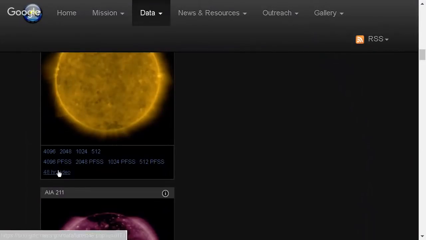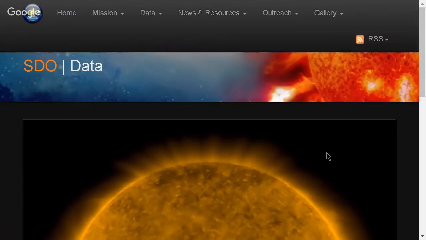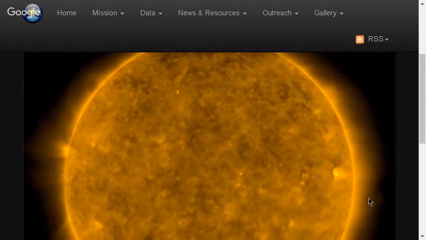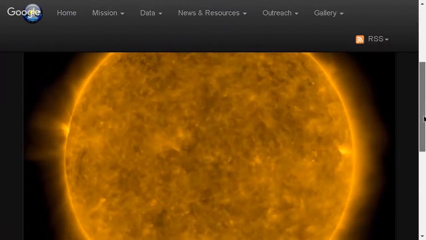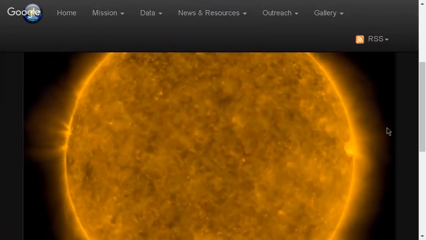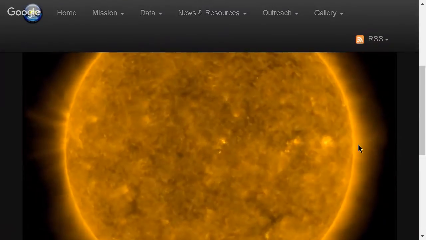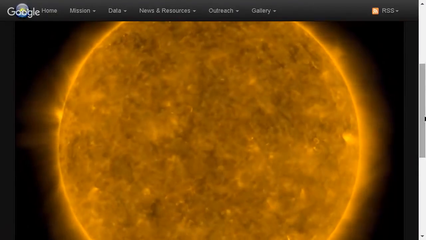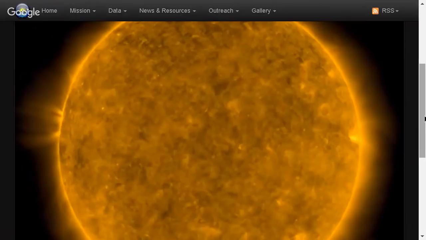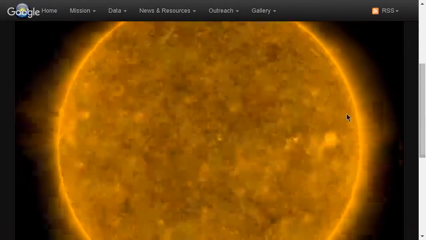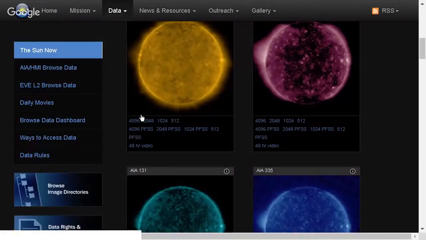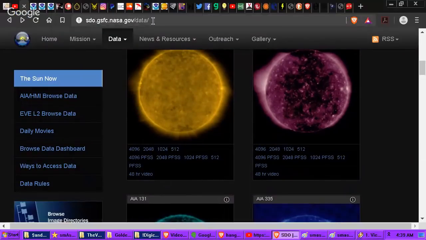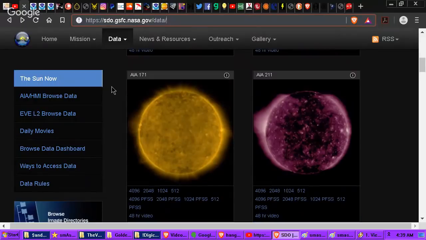Let's look at the 171 angstroms view also, as it is a good view for showing magnetic loops. If you're interested in what the different wavelengths mean, please head to the SDO page, SDO/data, this one here, and just click on it.